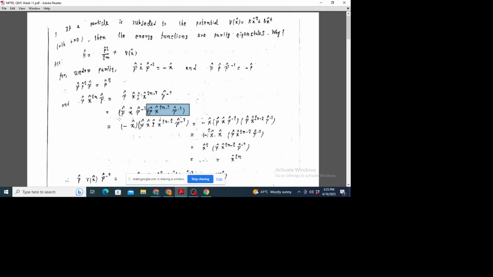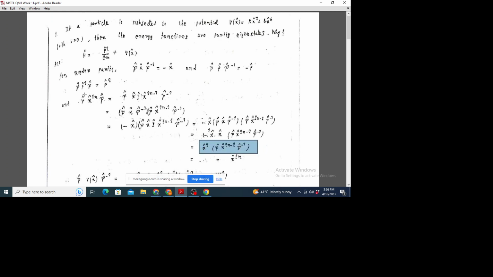Use the parity relation. So x goes to minus x under the action of parity. And for the second group, again decompose x to the power 2n minus 1 into x and x to the power 2n minus 2. Repeat the same steps, like inserting p inverse p in place of the identity. So you get this and this. Thus these steps give you, so from this step you actually reach here.